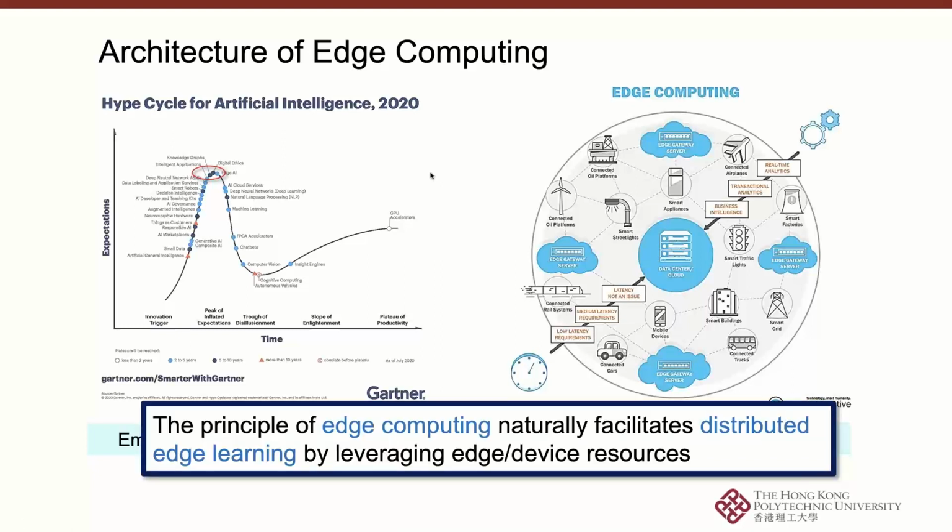So the principle of edge computing naturally facilitates distributed edge learning by leveraging edge device resources, right? You may wonder about the computation power. Actually, we have a large number of devices, and if using advanced technologies, data could be processed locally, and the speed could be acceptable when we can encourage a large number of devices to join.